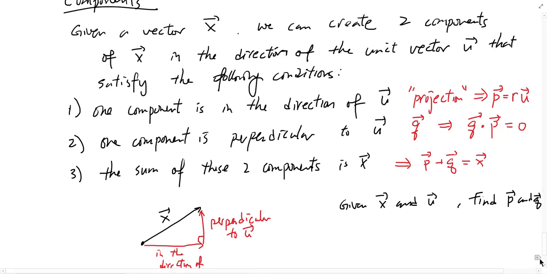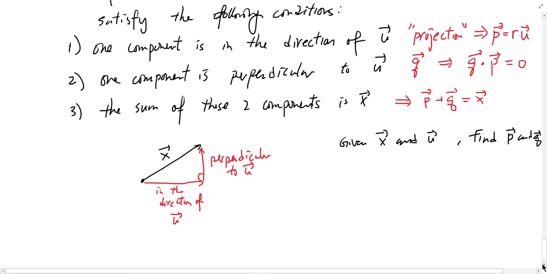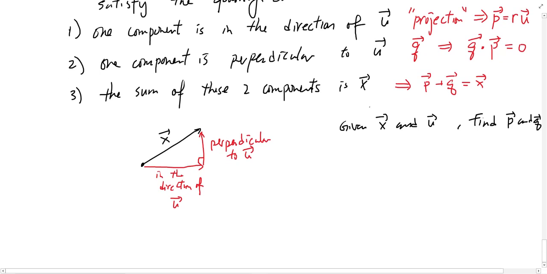So if I look at this picture right here, or actually maybe I'll draw a new picture. Let's say here's my vector x, which is given to us. And I'm going to say this is my vector u, which is a unit vector. Now what I'm going to try to do is figure out these two vectors. One of them is vector p, which is the projection, and this one is vector q, which is the perpendicular vector.